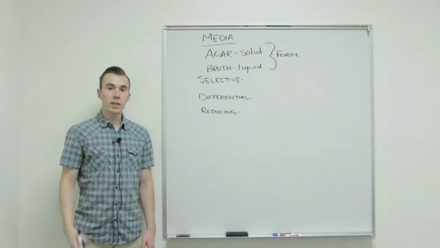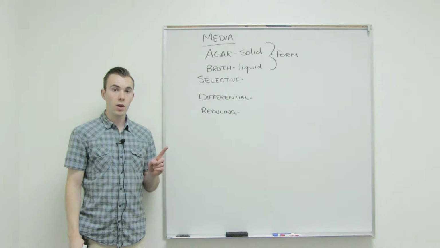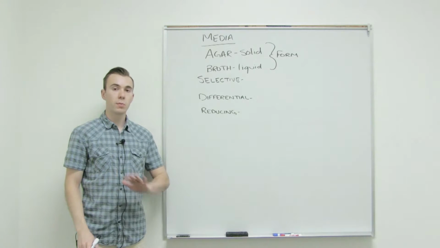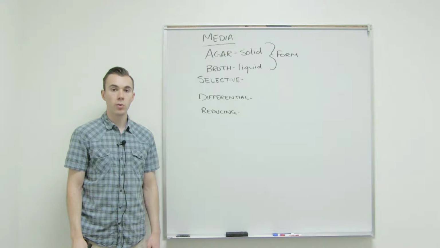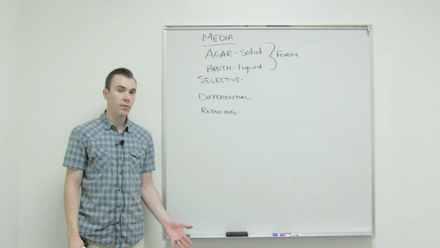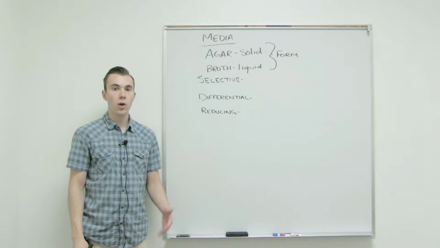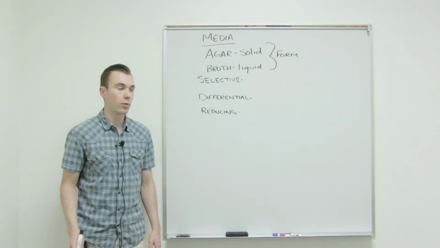So again, our selective media is going to select for either a single microbe or a group of microbes, and it's going to suppress the others so that they're not going to grow. So this has something in the environment that's going to allow one to continue to grow while the others will not be able to grow.